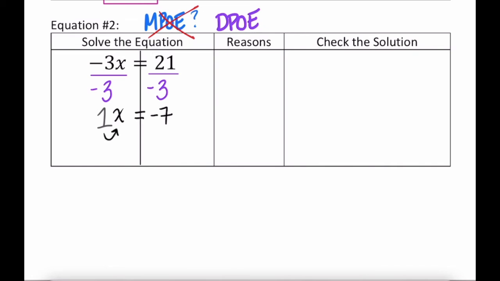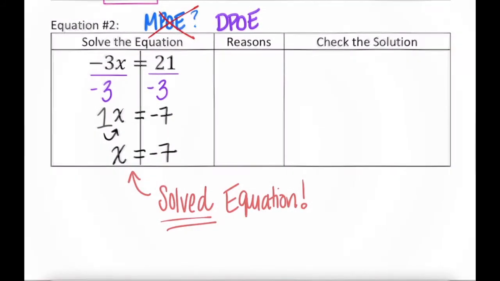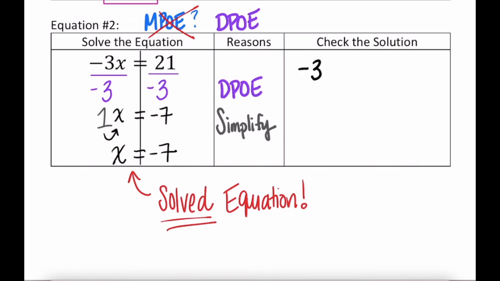What is 1 times x? Just x. And now we have a solved equation. All right, so let's go in and fill in what we did. The first thing that we did is we applied our division property of equality by dividing both sides by -3, and then we did the math, which is called simplifying. But of course, to make sure that we did our math correctly, we're going to go ahead and plug -7 into the original equation.